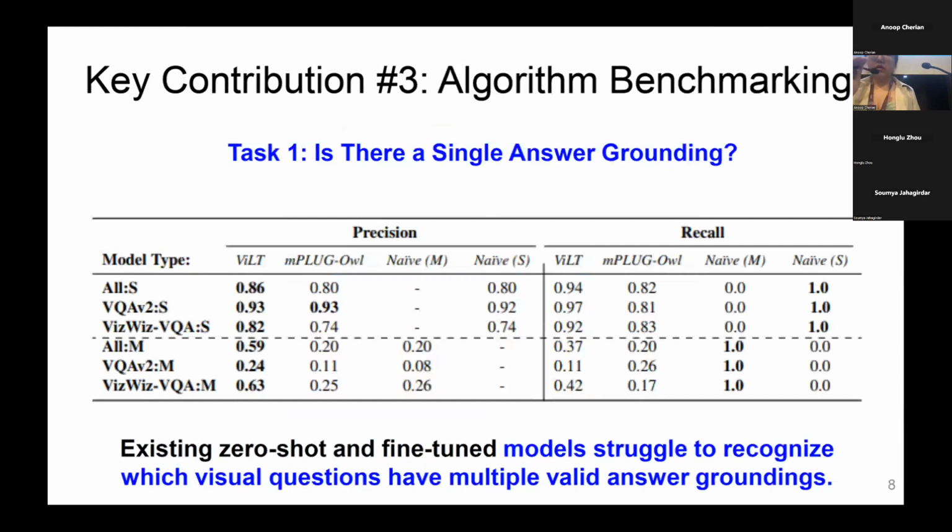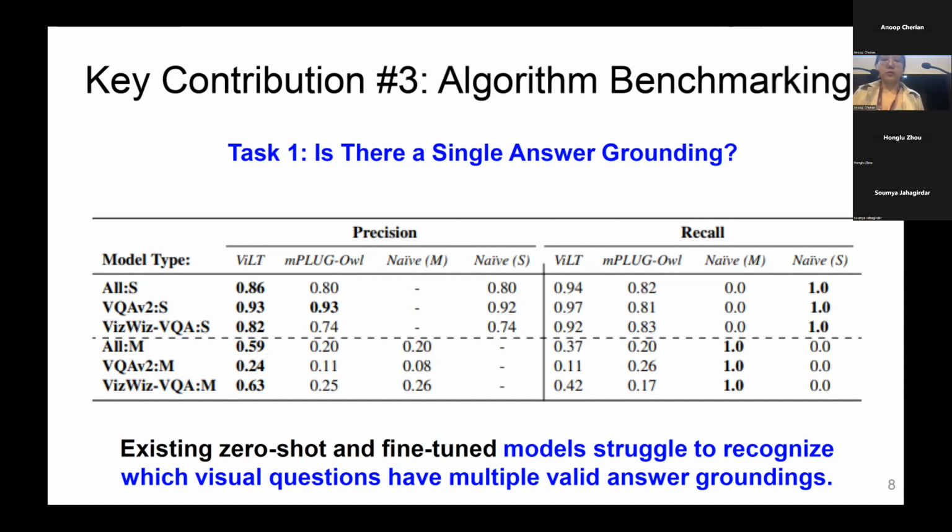Our third contribution is that we propose 2 novel tasks and evaluate their difficulty. The first is called the single answer grounding task. It aims to predict if a visual question will result in answers that all share the same grounding. If an algorithm excels in this task, it can notify users when there is uncertainty about which visual evidence to consider and prompt users to clarify ambiguous visual questions.